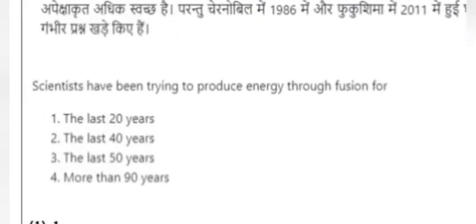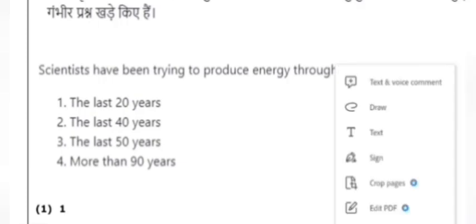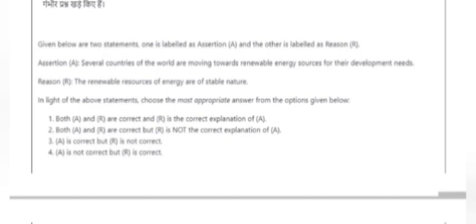Next is, scientists have been trying to produce energy through fusion for the last 20 years, 40 years, 50 years, more than 90 years. It will be more than 90 years. Then we have left the question number 49.